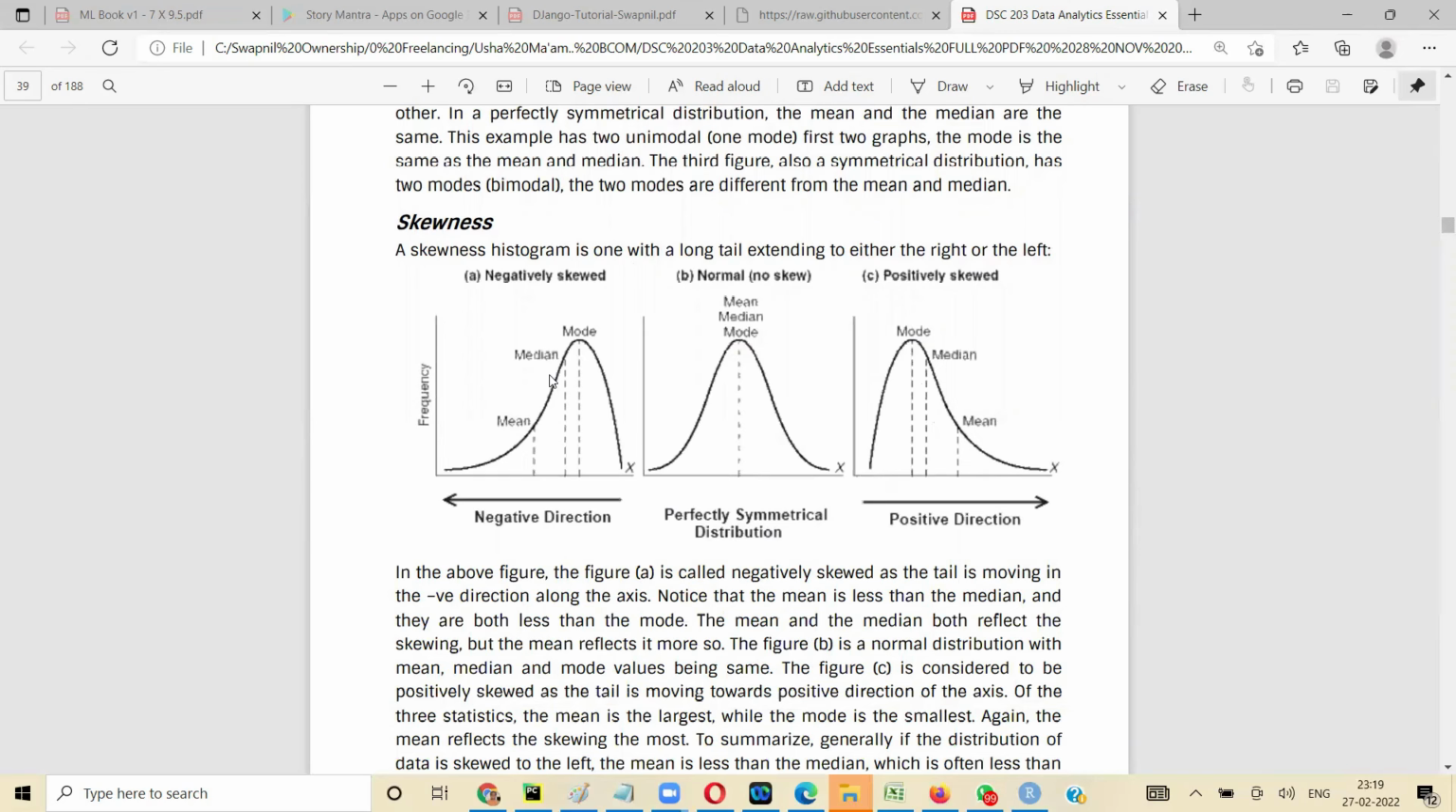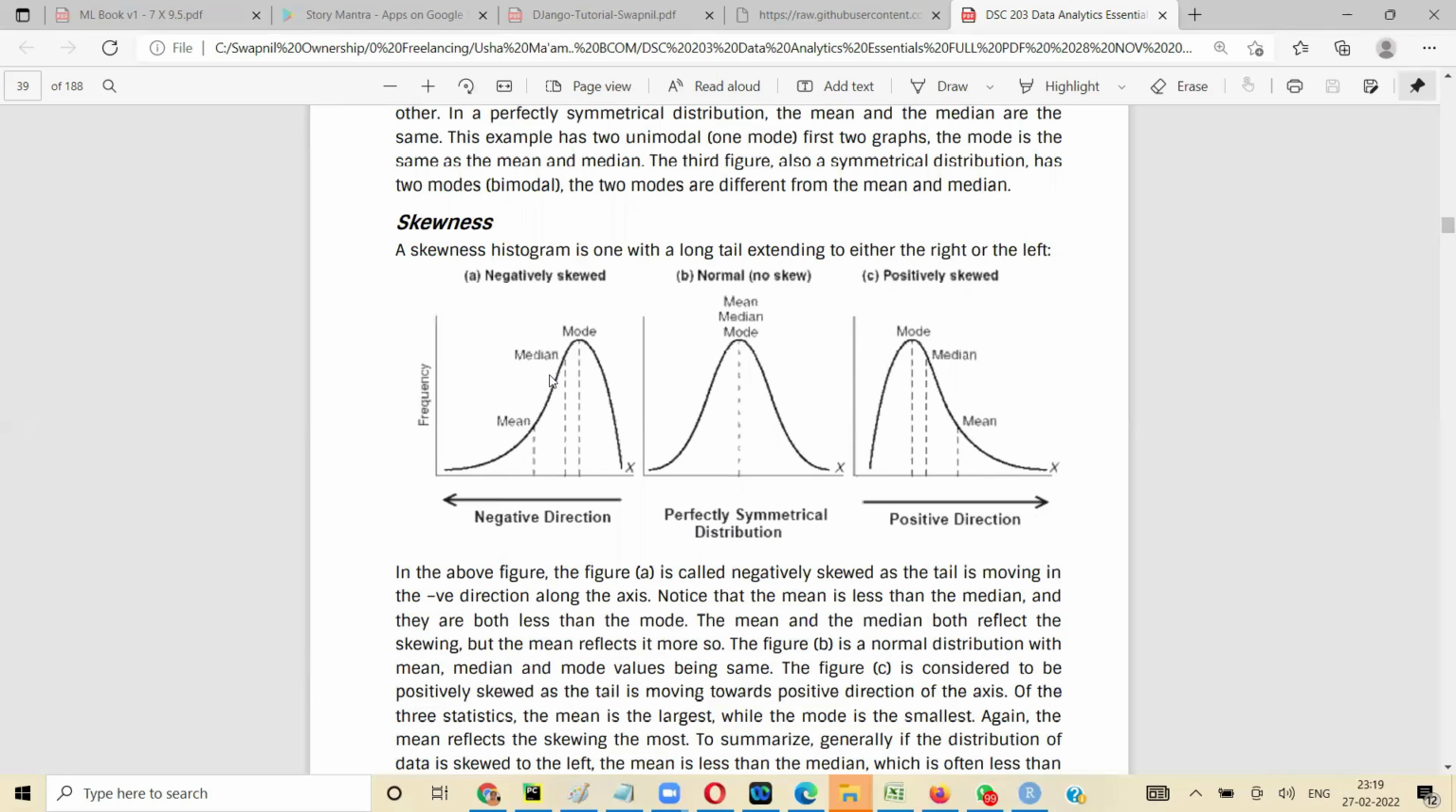The question would be, why don't you use mean? Suppose you have one out-of-sync data point. Let's say most of the values are between 50 and 100. Suddenly you get a value which is 5,000. The mean will run faster.